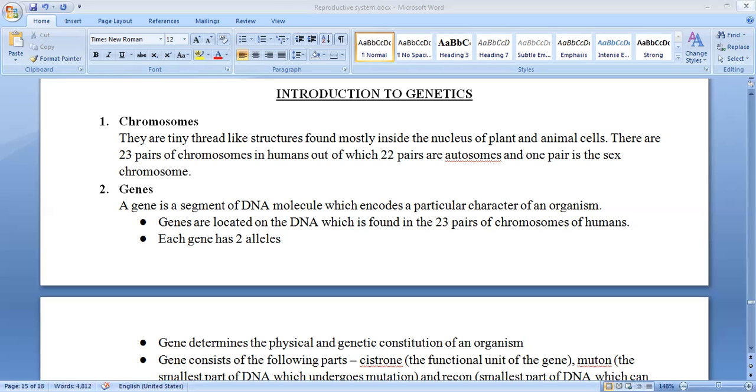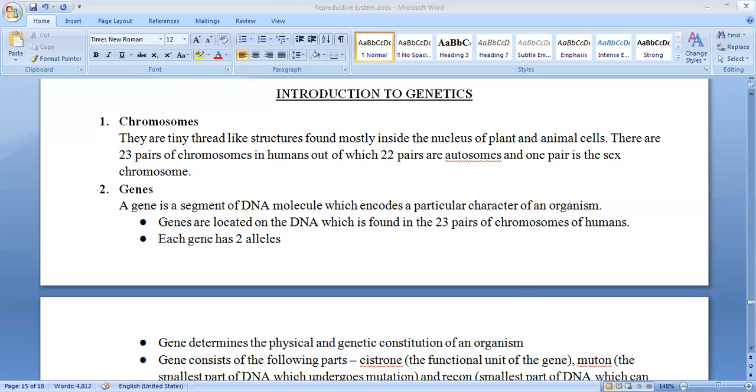Now, another term that is used in genetics is gene. When we say gene, what we mean is it is a segment or a particular part of the DNA molecule which is going to give the code for any particular characteristic of the organism. We know that all of us have the DNA inside our cells. On the DNA, the genes are located, and this DNA is there in the 23 pairs of chromosomes.